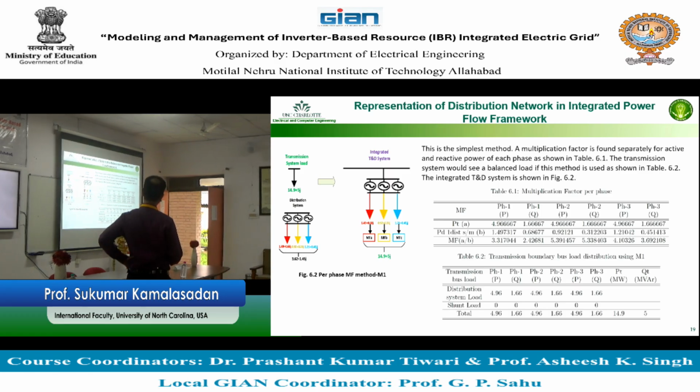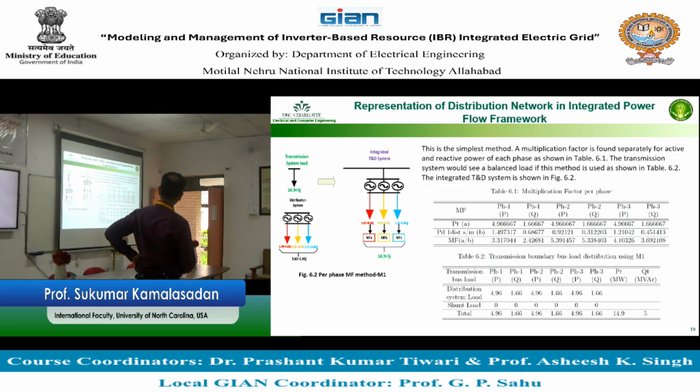So the first one is the per phase multiplying factor method, which is M1. If you may recall, in example 7, this is a transmission system load, 14.9 plus 5j. This is a distribution system load. Each of these phases is unbalanced, which you can see, and the total is 3.62 and 1.45. What you do is at each of these phases, you apply a multiplying factor and make 14.9 and 5. When you do 14.9, it's exactly the same, but each of the phases is different with respect to the power. The multiplying factor that you calculate is found separately for reactive and active power for each phase. You will see the transmission system is balanced, but the power in each of those phases is unbalanced.